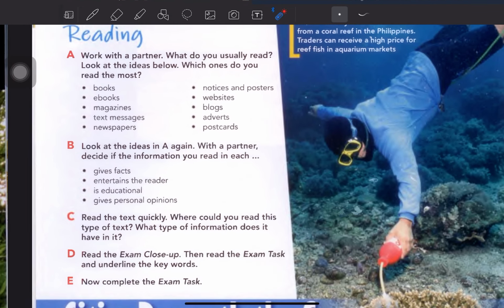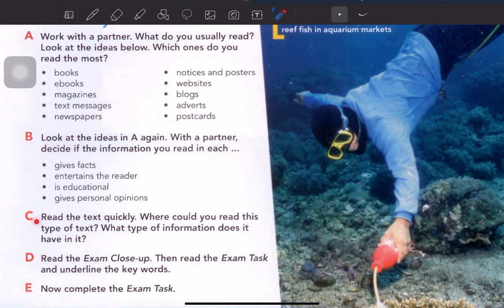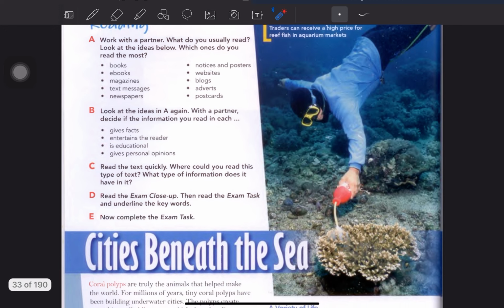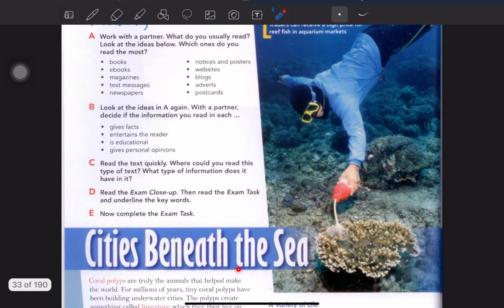Okay, next. Let's move on to C. Read the text quickly. Where could you read this type of text? What type of information does it have in it? Okay, now let's take a look. Cities beneath the sea. Bandar-bandar di bawah ataupun under lautan.